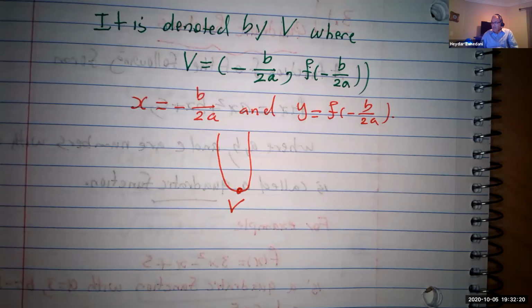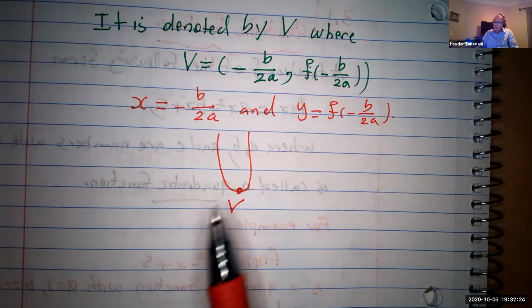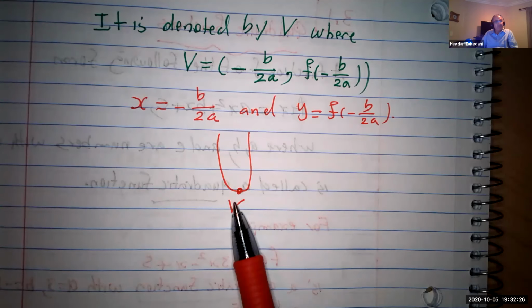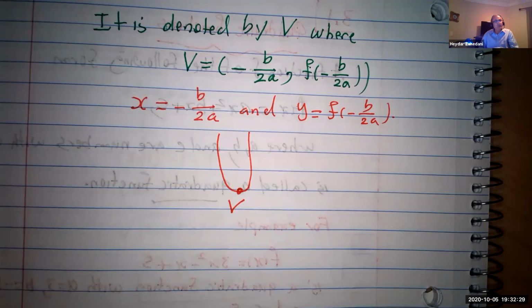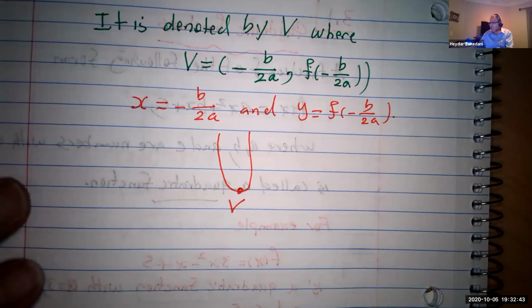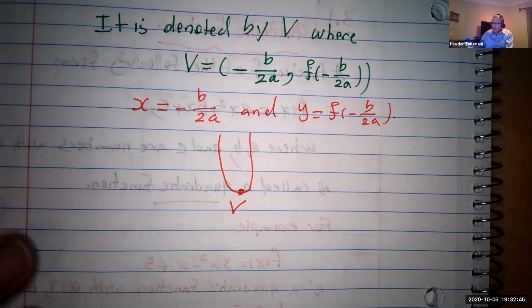Now there is a mirror. You see the vertical line passing through the vertex would divide the graph into two equal parts, 50% to the right, 50% to the left. This is going to be called the axis of symmetry. So the graph is symmetric, and that would be very useful when we want to graph it.